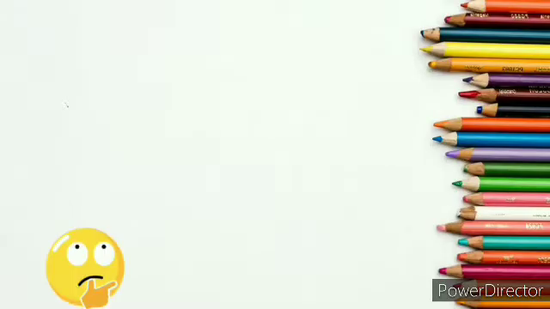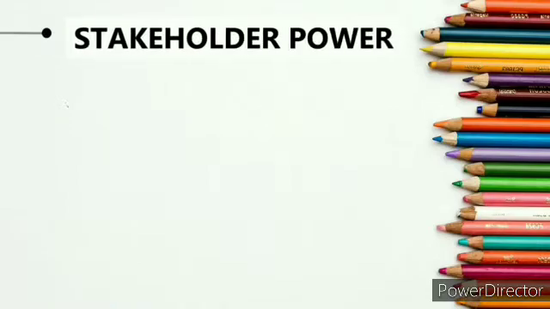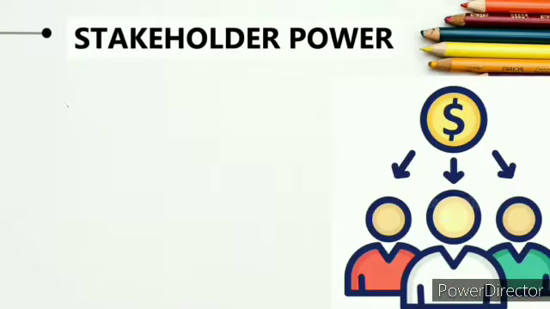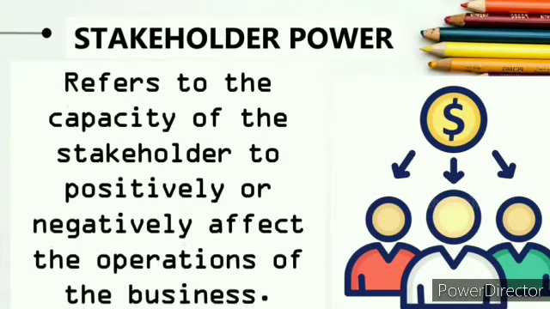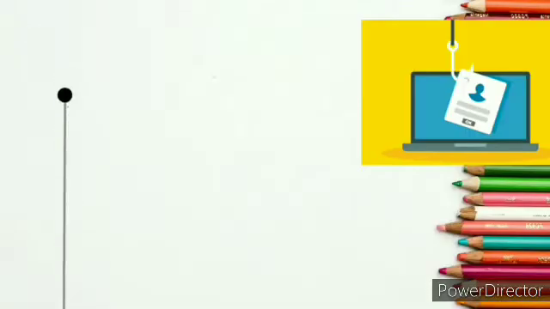There is one way for managers to deal with stakeholder demand, which is to evaluate them using three criteria. First criteria is the stakeholder power. It refers to the capacity of the stakeholder to positively or negatively affect the operations of the organization.